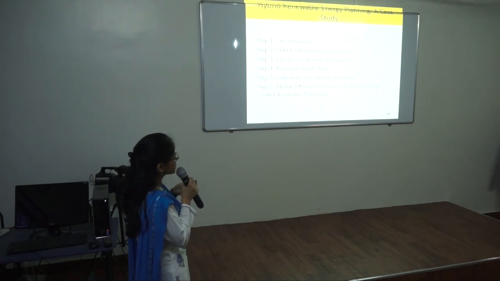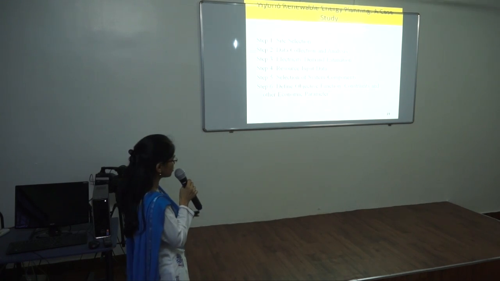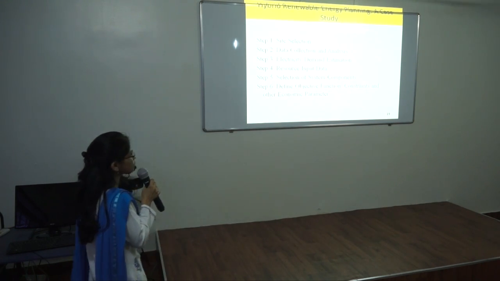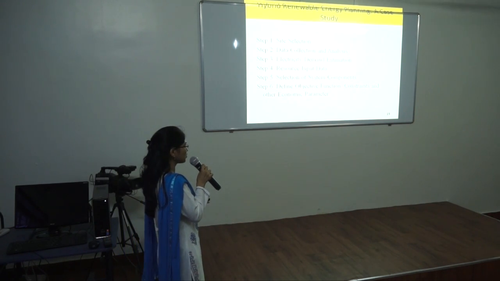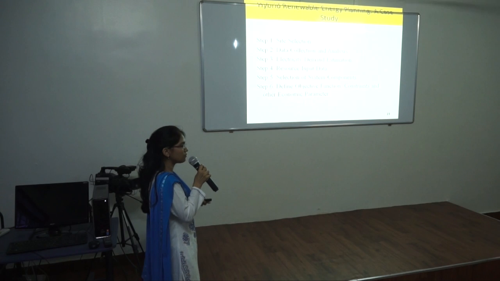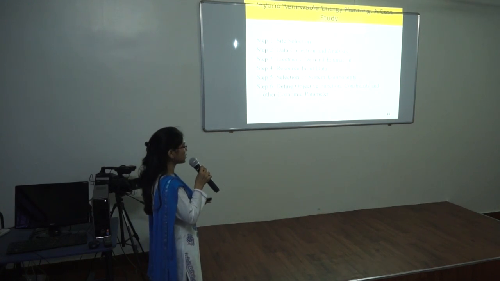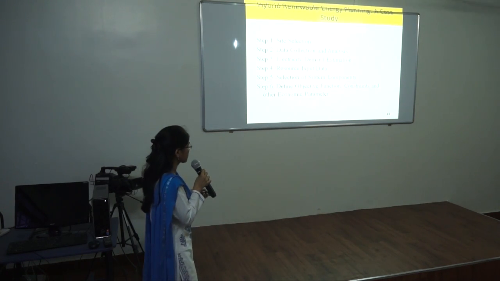So the first step is the site selection. Second step is the data collection and data analysis. Third step is to determine the electricity demand estimation. Fourth step is to find out the resource input data. Fifth step is the selection of system components. And sixth step is to define the objective function, constraints and other economic parameters.